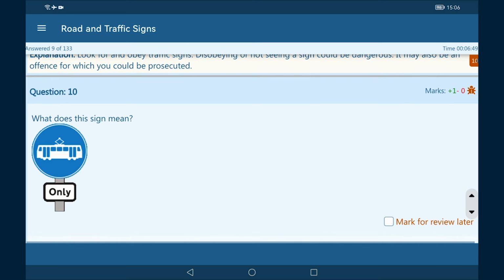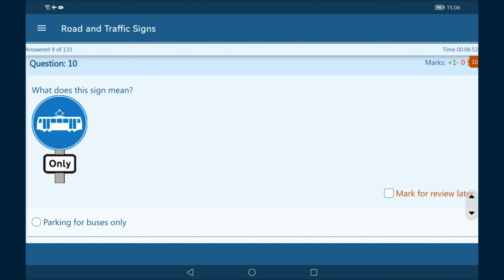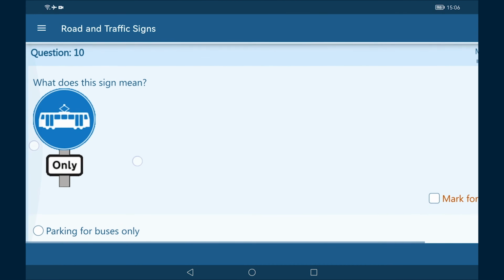Question 10. What does this sign mean? Option 1. Parking for buses only. Option 2.